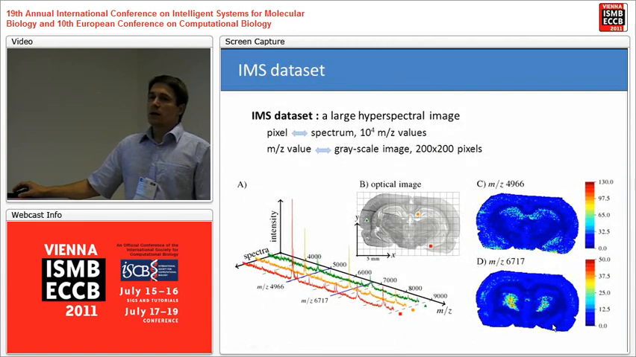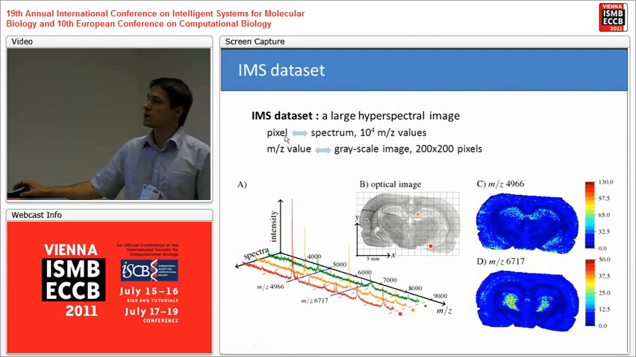So what is an imaging mass spectrometry data set from the computational perspective? In fact, it is a large hyperspectral image. That means for one pixel we have a spectrum, quite a long spectrum. But if we fix an MZ value, that means we fix some value here and consider the intensities corresponding to this MZ value, then we get a grayscale image. Normally, the size of this data set is around 10,000 MZ values, with this size of pixels. One data set is around 1 gigabyte.